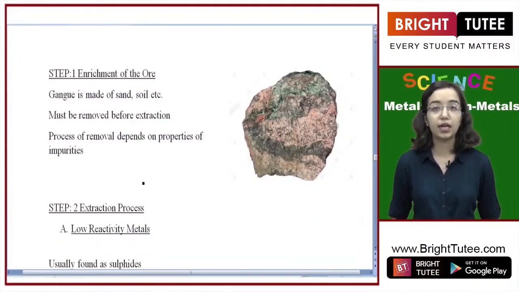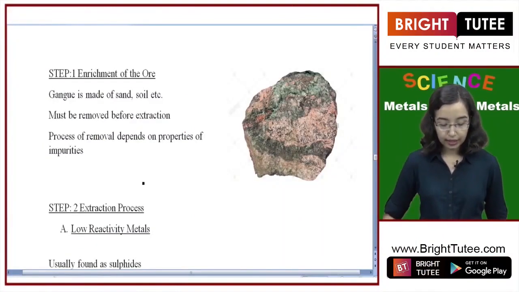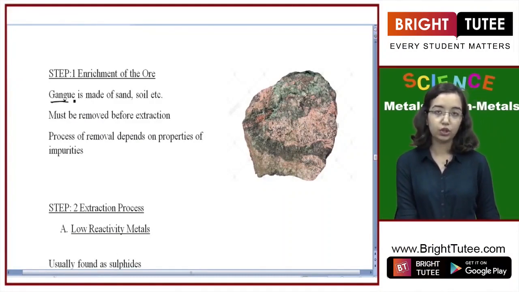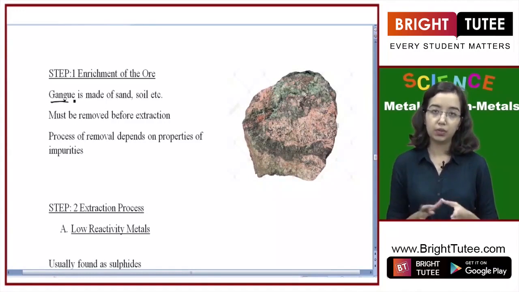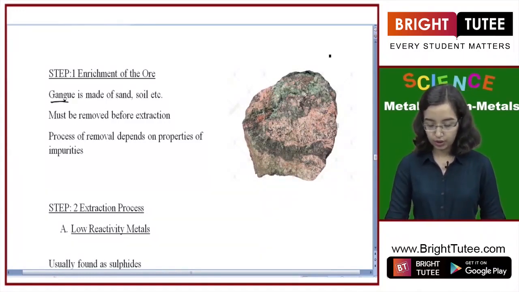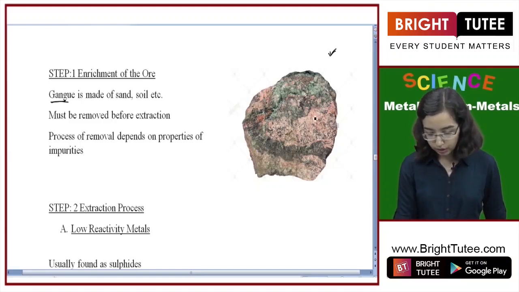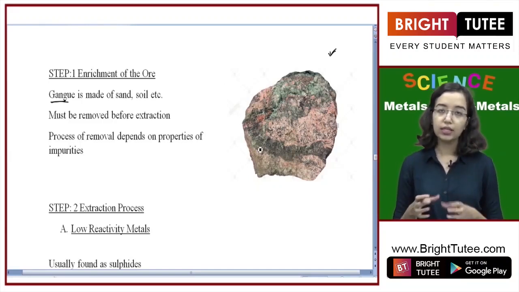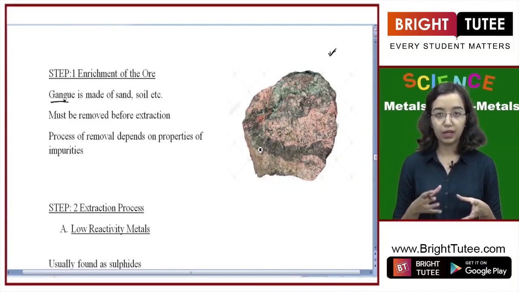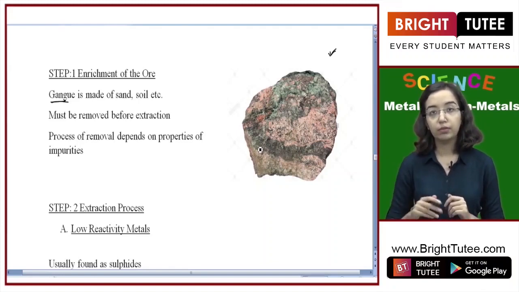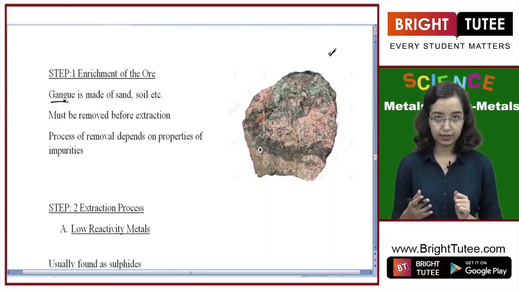So the first step is enrichment of ore. Gangue is a word given for the sand and soil which gets mixed with the ore and makes it impure. As you can see here, this is an ore of iron and on it is deposited sand all over here and here. This kind of mix of sand and soil which gets deposited with the rock needs to be removed before we start with the chemical processes.